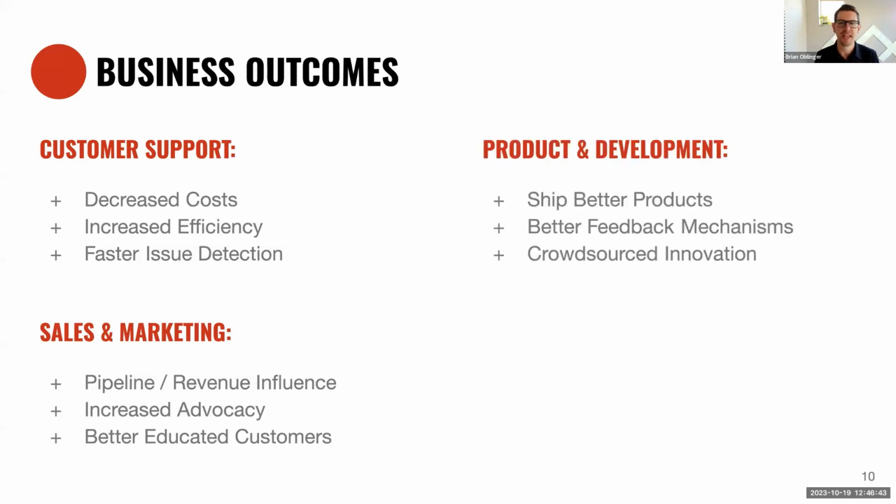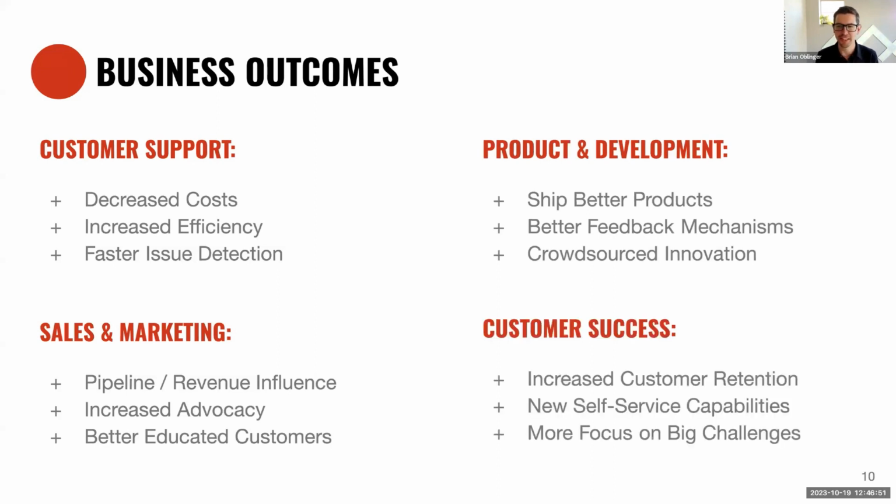Product and development. How do we ship better products? How do we gather feedback? How do we get ideas, right, from our customers? Community can help with those things. And last but certainly not least, our friends in customer success. They're thinking about reducing churn. We saw these numbers here in the chat, right? Like people were talking about measuring churn, ARR, NRR, those kinds of business outcomes.